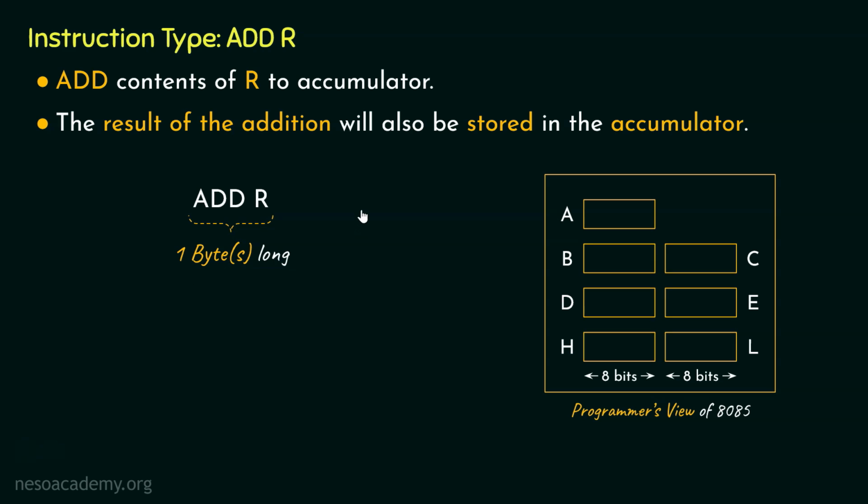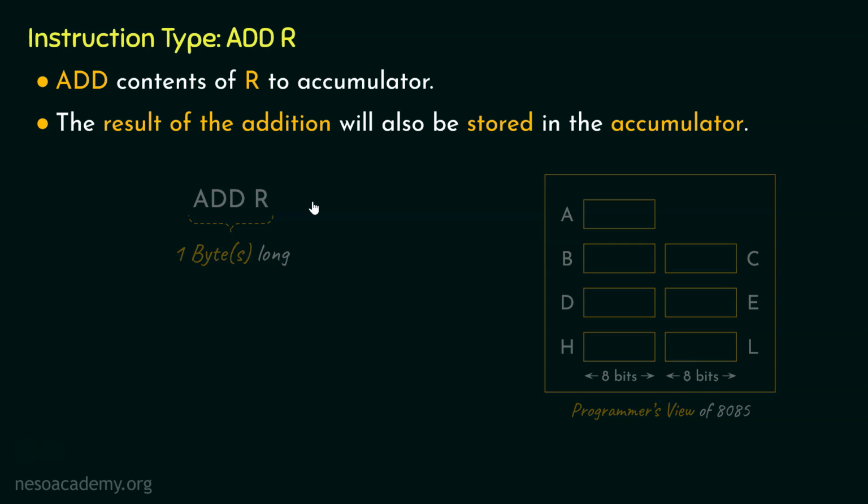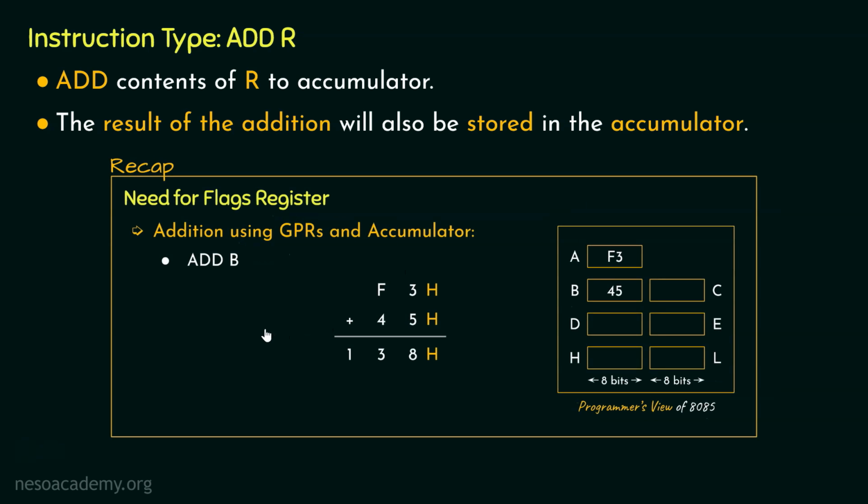Now let me tell you what exactly the instructions of this type do. We already have witnessed that. If you remember the session on the status or flags register, there we have seen the instruction ADD B. Now this instruction we used in order to perform this operation. As you can see, one of the operands was stored inside the accumulator register, and the other operand was stored inside the GPR B.